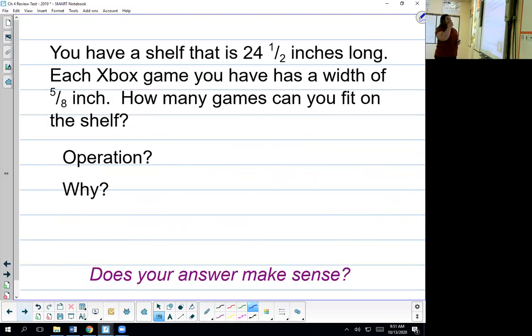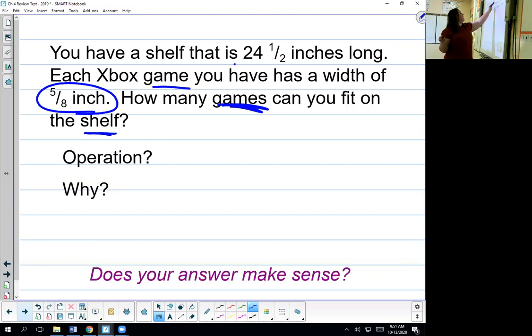This one here, let's look at this. If you have a shelf that is 24.5 inches long, each Xbox game you have has a width of 5/8 of an inch. How many games can you fit on a shelf? So we want to know how many of the games, which are really small, fit in there. Each game is that wide, and this is how long our shelf is.